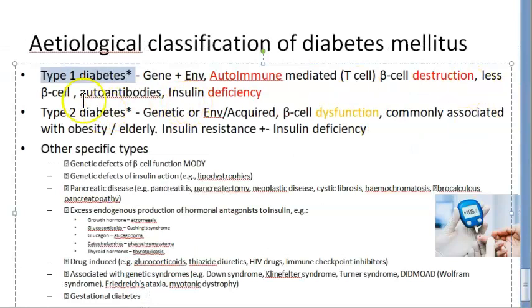That's why you will detect autoantibodies in these people. There is going to be insulin deficiency. So these people will have to take insulin. Correct? All of you understood. Very good. Now coming to type 2 diabetes.